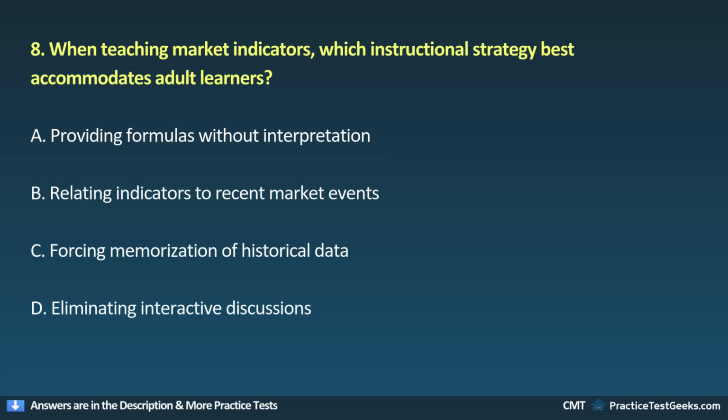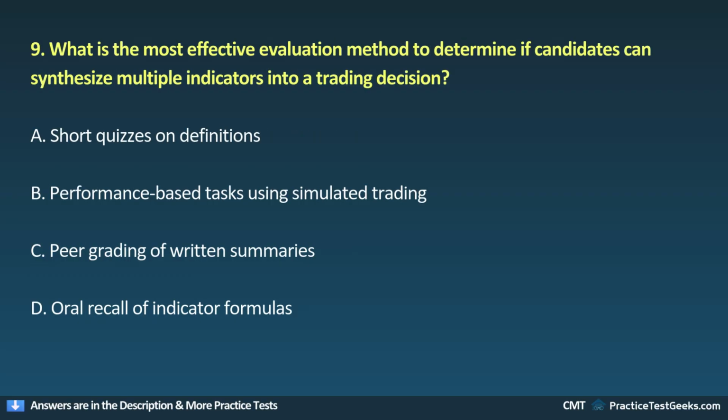8. When teaching market indicators, which instructional strategy best accommodates adult learners? A. Providing formulas without interpretation. B. Relating indicators to recent market events. C. Forcing memorization of historical data. D. Eliminating interactive discussions.